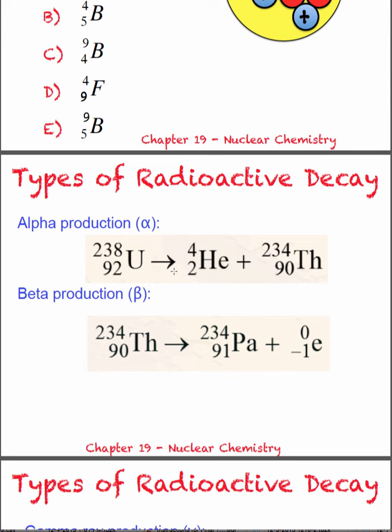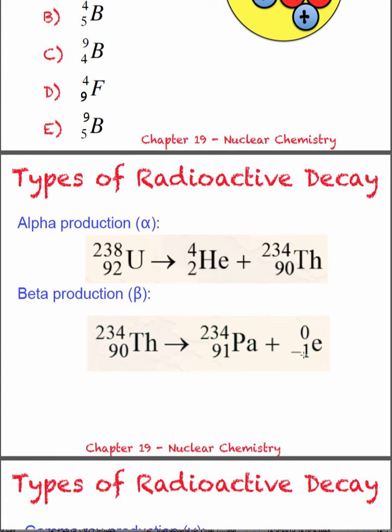So 90 plus 2 is 92, and 234 plus 4 is 238. So if I didn't know any one of these, I could probably figure out the numbers. Then to figure out the symbol, thorium or helium or uranium, excuse me, just look up the number of protons. 92 is uranium, 2 is helium, although you should know that's alpha particle. 90 is thorium. 91 plus what number gives you 90?